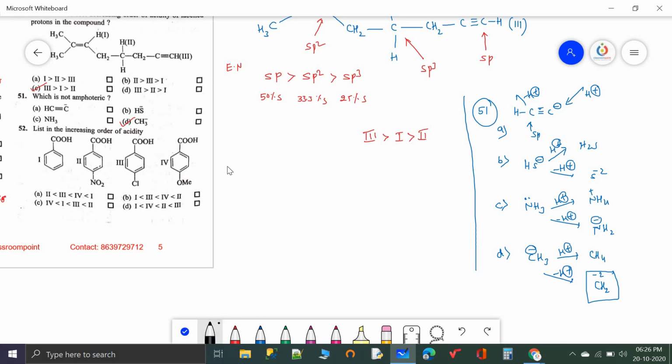Now let us see 52. List in the increasing order of acidity. As we discussed earlier, we just need to look for the electron withdrawing group. The stronger the electron withdrawing group, the more acidic the carboxylic acid. Here no groups are there. In the case of NO2, there is a minus M group. In the case of Cl, there is a minus I group. In the case of OMe, it is a plus M as well as a minus I group. So the minus M effect is predominant over the others, so the acidic nature of this compound is more.